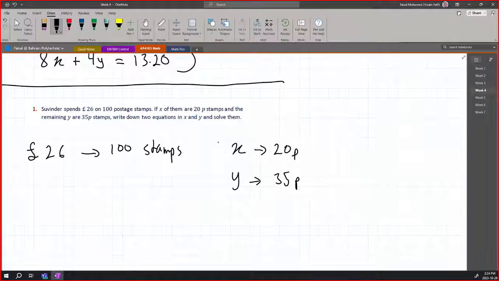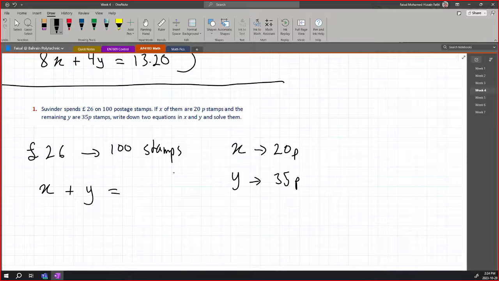To do this, first we need to formulate two equations. The first equation is the number of stamps. We have x number of stamps plus y number of stamps equal to the total number of stamps, which is 100. So if we buy 50 and 50 that is 100, or 60 and 40, or 70 and 30. We don't know what the numbers are, but the total has to equal 100. This is our first equation and we're done with it.